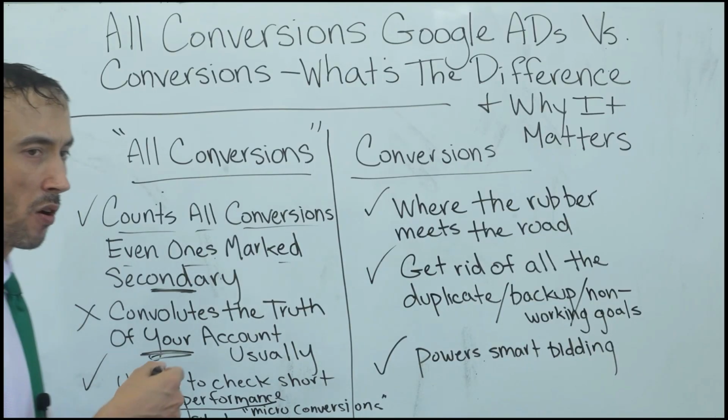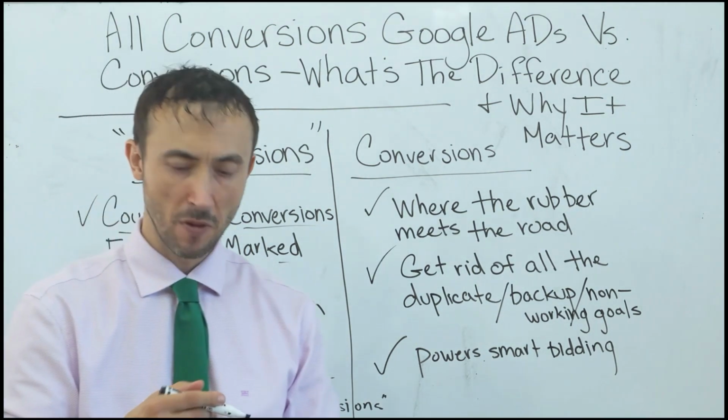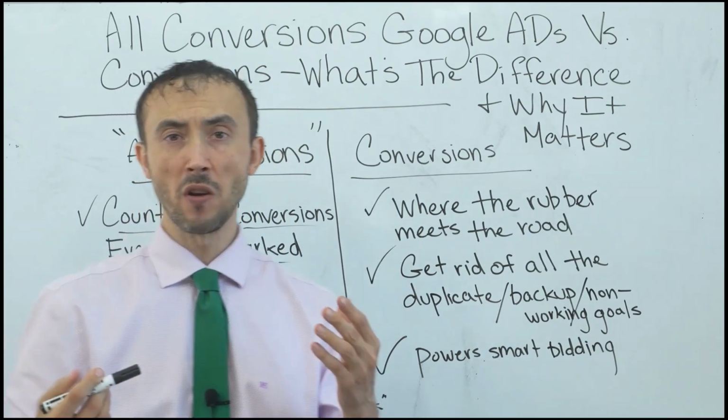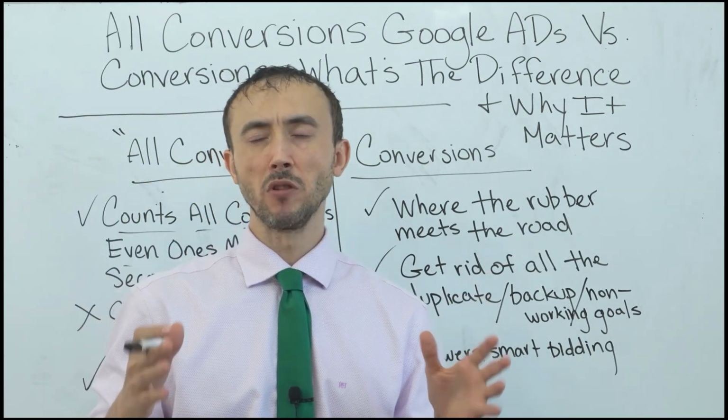And then lastly, along with this, it's useful to check short-term ad performance using all conversions. Why is that? Because you can actually look at micro-conversion data to see if something's broken. The worst thing, I see people do it all the time, is their sales are off for a couple days and then they say, oh, the ads must be broken. I'm going to change this. I'm going to change that.